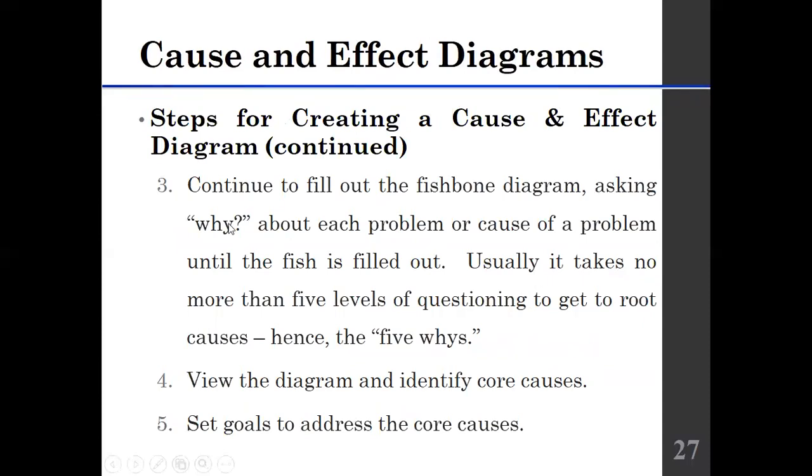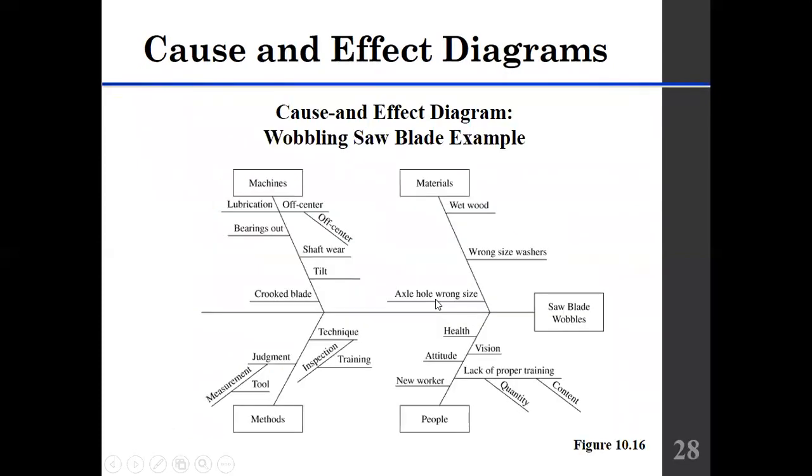The third step is to continue to fill out the fishbone diagram, asking why about each problem or cause of a problem until the fish is filled out. So we have to ask the question why while filling out the fishbone diagram. Usually it takes no more than 5 levels of questioning to get to root causes, hence that's why we call it 5 whys. Review the diagram, identify core causes, and set goals to address the core causes.